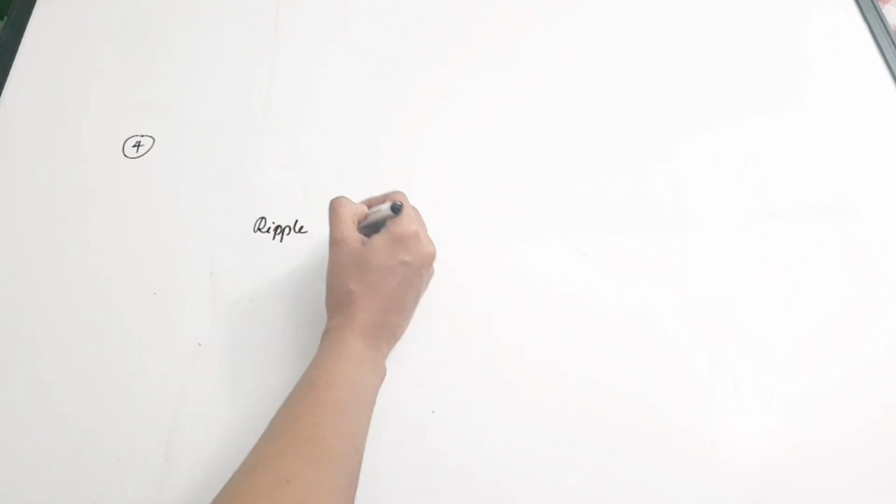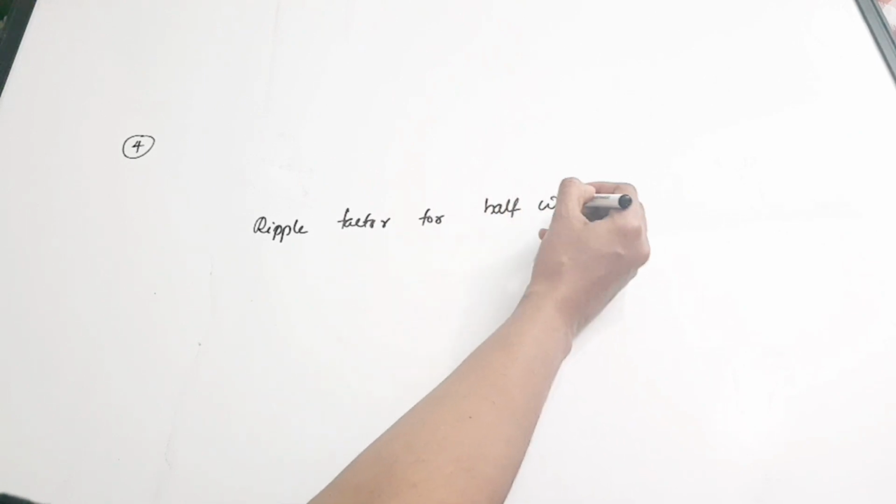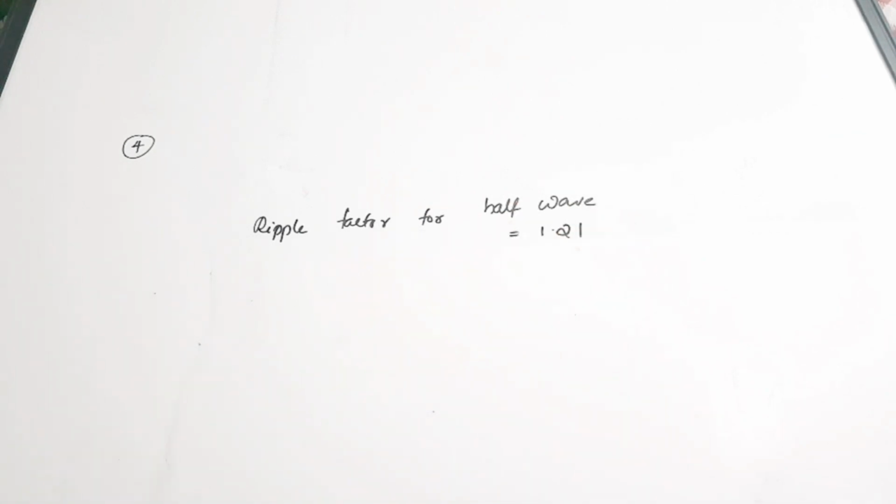So ripple factor for half wave rectifier is 1.21. Now, what is ripple factor? Ripple factor of a rectifier is a measure of effectiveness of a power supply filter in reducing the ripple voltage. How much effective the filter is in reducing the ripple voltage that can come to the output side. And it is calculated by taking the ratio of RMS AC component of output voltage to the DC component of the output voltage.